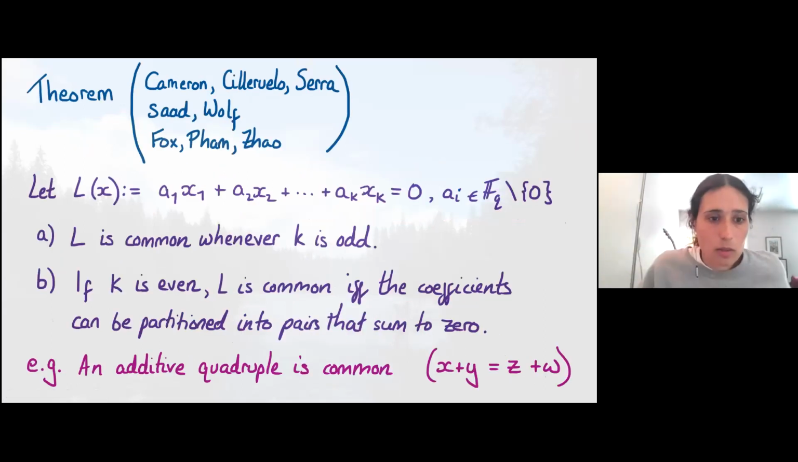And the conjecture was proved by Fox, Pham, and Zhao. What I've done is I've combined the stuff from the previous slide with the result of Fox, Pham, and Zhao. And this gives us a full characterization of single equations. So it tells us that whenever k is odd, that was the argument we saw an example of using indicator functions, we know the equation is common. And if it's even, then it's common if and only if the coefficients can be partitioned into pairs that sum to 0. So for example, an additive quadruple is common. Okay, so single equation systems are really well understood.